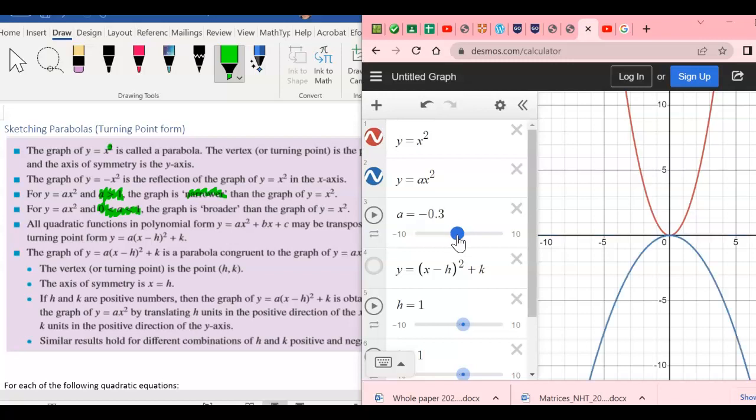And then we're getting to the negative numbers. So obviously it's reflected, so you can see there, and it's getting narrower and narrower as it gets less than -1. Okay, so if we just go back to -1, all right, which you can see there.